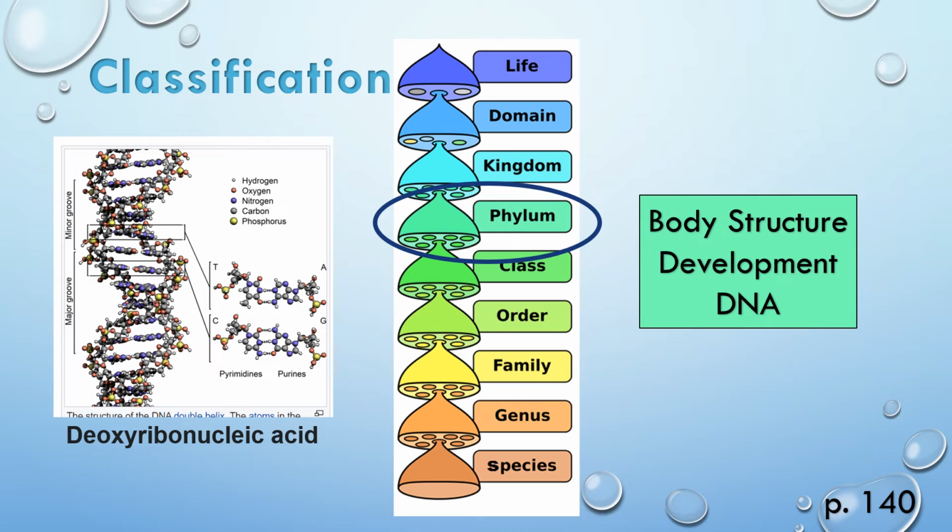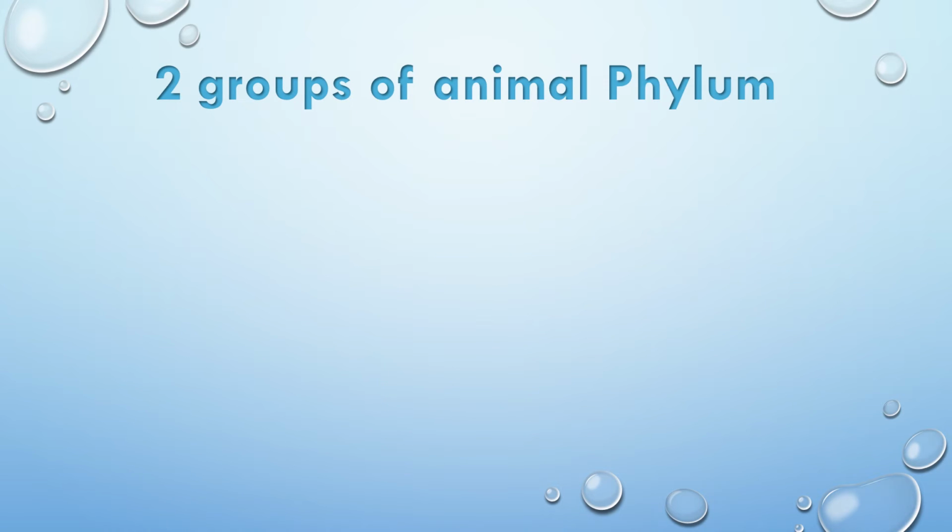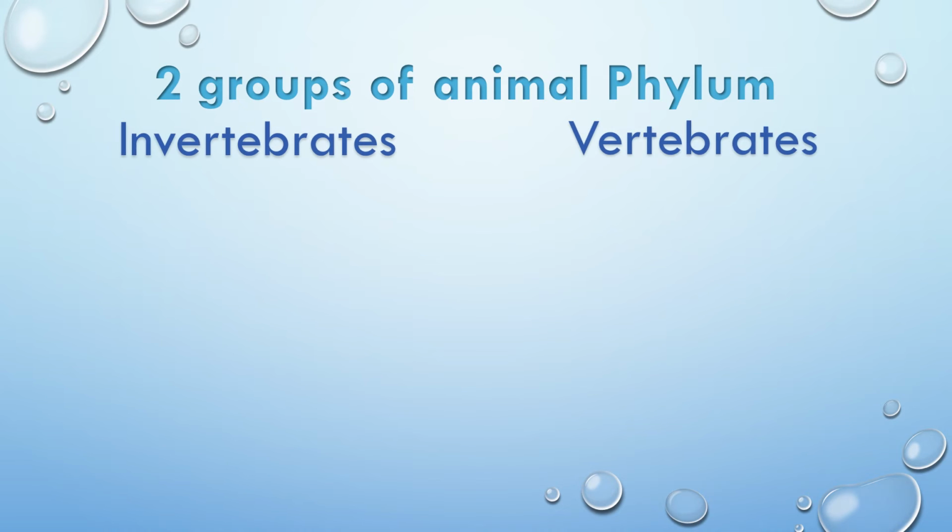So once again, DNA is your deoxyribonucleic acid, which is all the genetic material inside of your cells that tell each cell what they're supposed to do. When we look at the body structures then, we have two different phylum that we're going to be looking at. Right? So in your book, you'll see two separate pages talking about invertebrates and vertebrates.